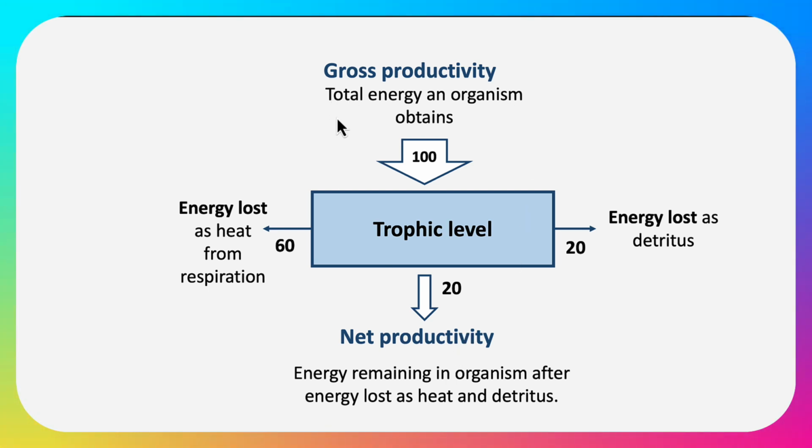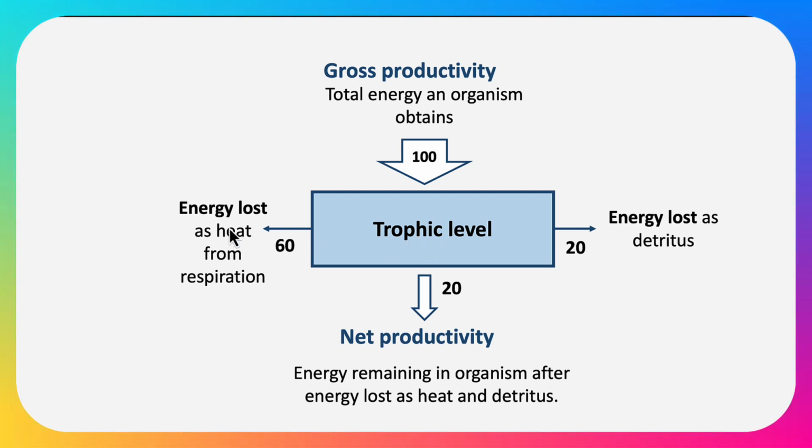So if you think about it in terms of productivity, gross productivity is all of the energy that an organism obtains. So they obtain it either from photosynthesis, so converting light energy to chemical energy if they're producers, or if they're consumers, the energy they obtain from consuming other biological or organic matter. Now, of that energy that gets consumed, that's the gross productivity, then we have our deductions.